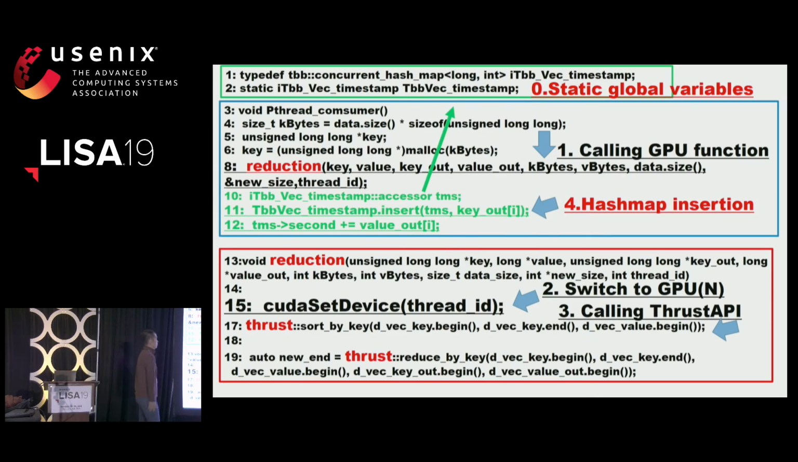This is called a fragment of merge scatter pattern. Please see the lines ranging from 10 to 12. On this part, the program inserts the result into a hash map. I guess this is the only way to share the data among multiple threads.